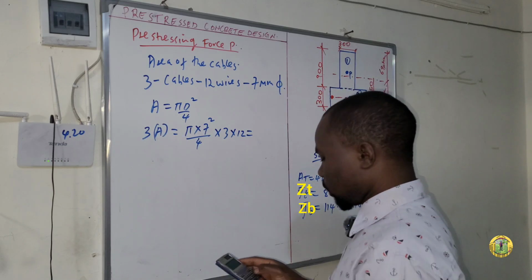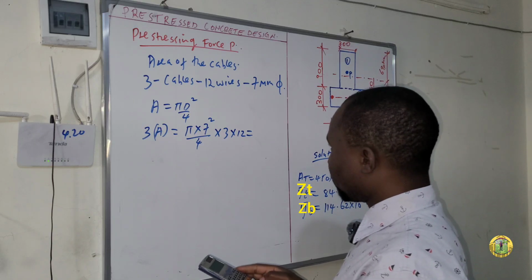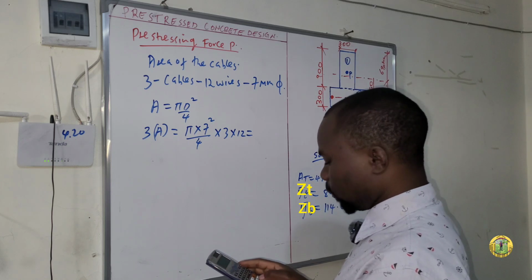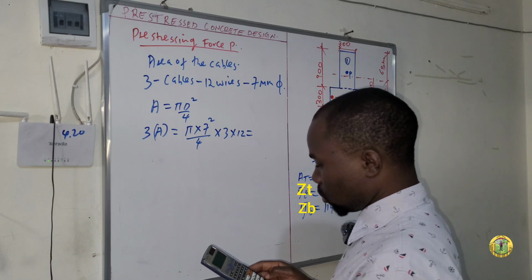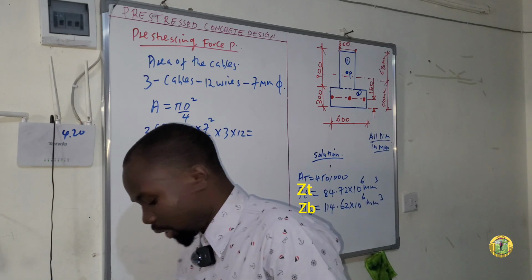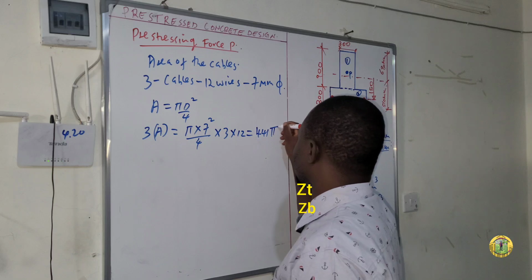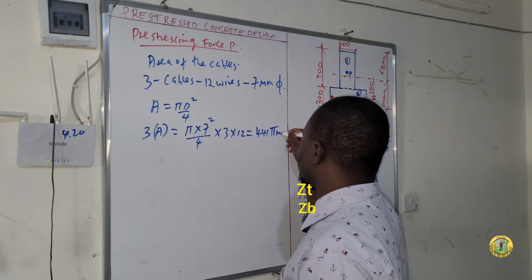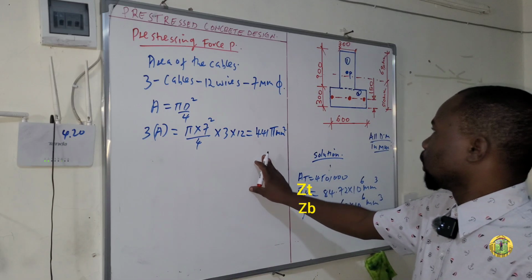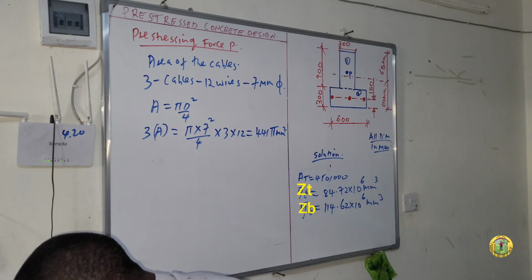So let's carry out the operation. So this is pi times 7 square times 3 times 12, then over 4. So the answer is 441 pi. This is millimeter square.